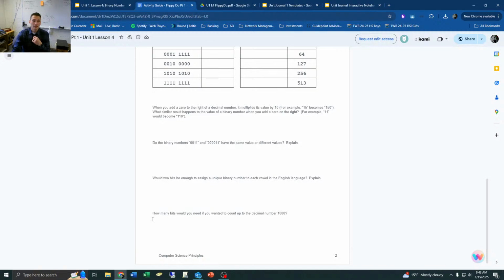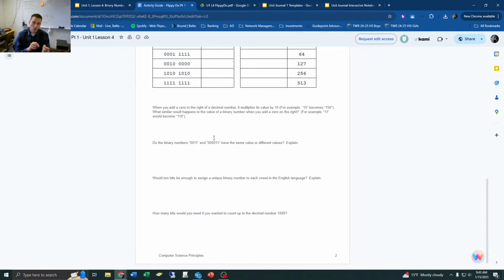When you add a 0 to the right of a decimal number, it multiplies its value by 10. For example, 15 becomes 150. What similar result happens to the value of a binary number when you add a 0 to the right? For example, 11 would become 110. And if we do that, the value is multiplied by 2, or it is doubled. Each position must shift to the left to make room for the extra 0, and this causes all the values to be multiplied by 2. All of them, not just the 1.